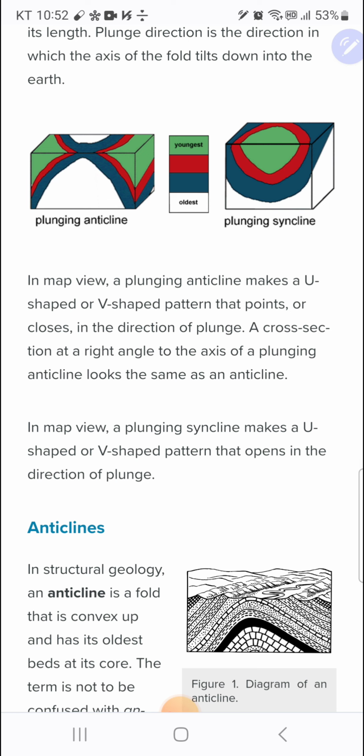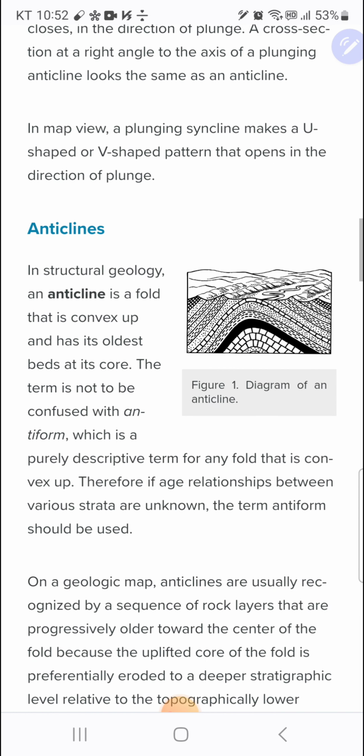Plunging anticline. Anticlines, figure 1, diagram of an anticline. In structural geology, an anticline is a fold that is convex up and has its oldest beds at its core.